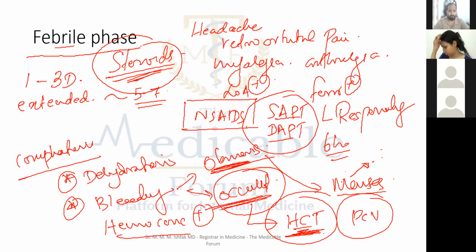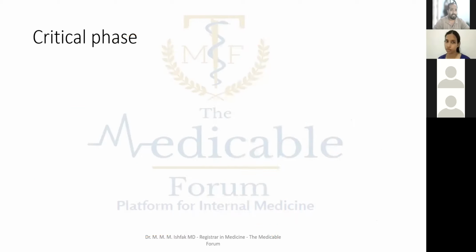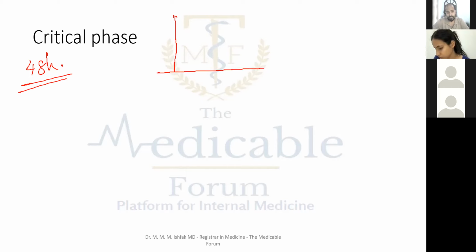What do you need to know about the critical phase? Now, just remember that the critical phase is always 48 hours. It is a very clear-cut pathophysiology. Now, we know that if you take the y-axis as the amount of leak and the x-axis as the time, usually this is 0 and this is 48 hours. So, this is 24 hours. So, the leak is usually like this.